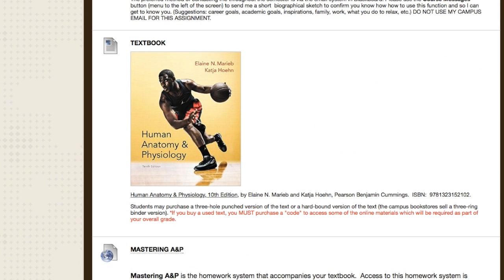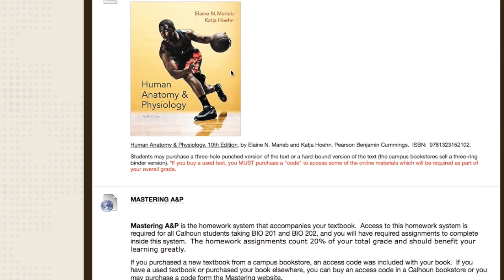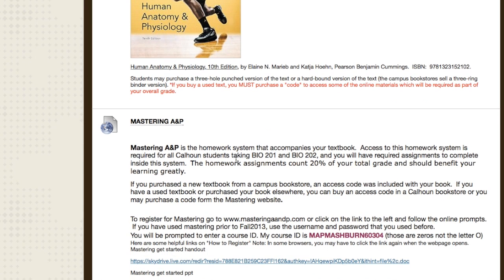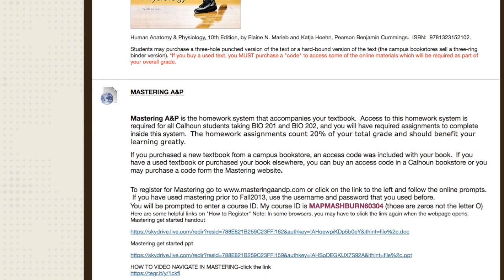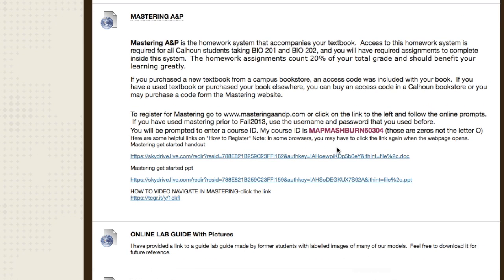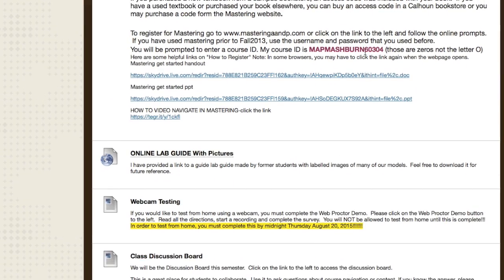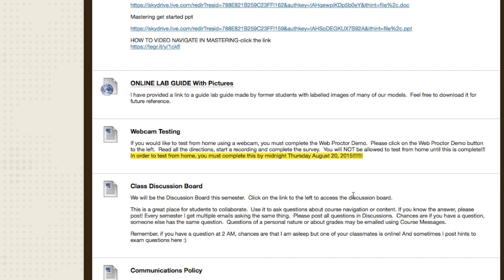Also, your textbook is listed here, and your mastering. Once you buy your textbook, it should come with an access code. If you bought your book off-site, you may have to buy an access code separately. Once you have your access code, you go to the mastering website and enter my course ID, which may be different depending on which course you're in, so make sure you're looking at your Start Here page for your course ID. That will put you into the mastering website, and I'll show you that in just a second.